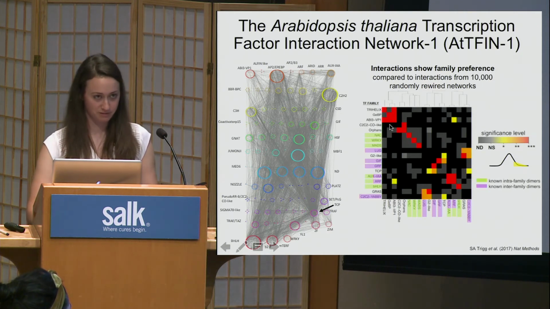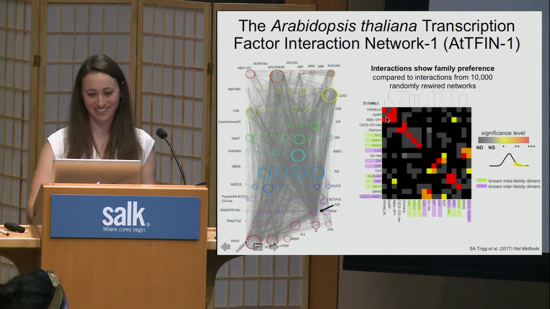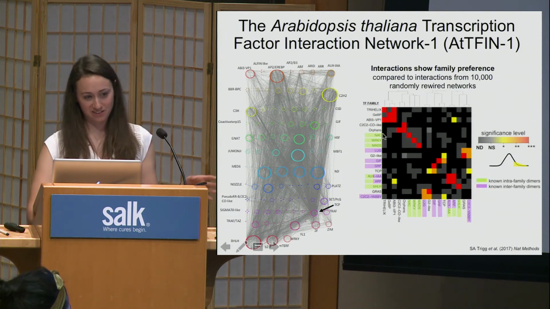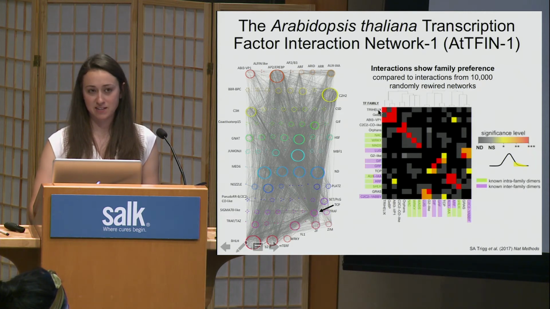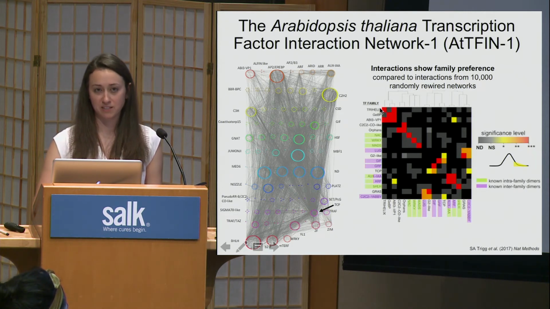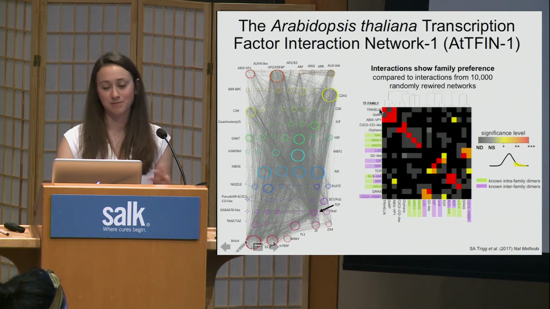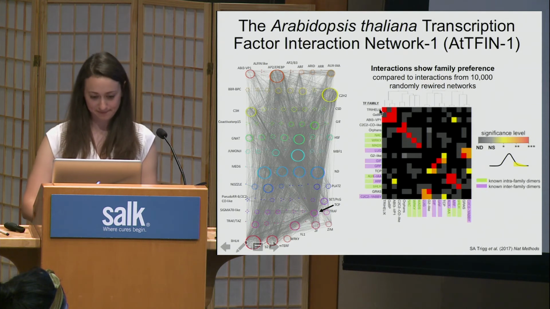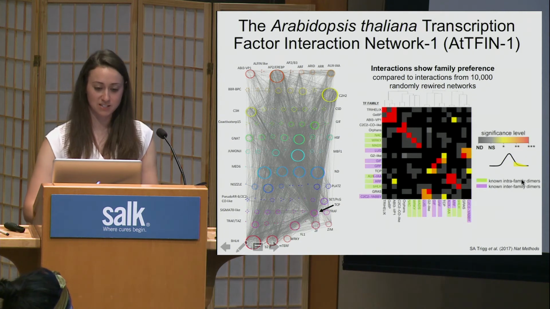And just for everyone's reference, this is a symmetrical heat map plot. If it was in the 99th percentile, it's orange, and if it's highly significant in the 99.9 percentile, it's colored red. What you can easily see here is that along the diagonal, it's really red. That means that within families, the transcription factors from the same family tend to interact with each other. We also saw these known intra-family dimers.